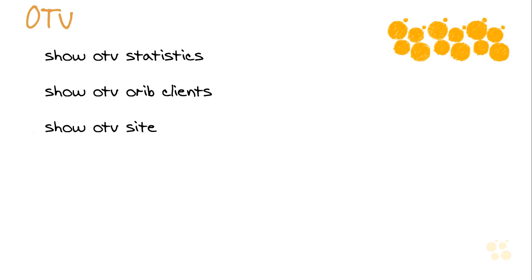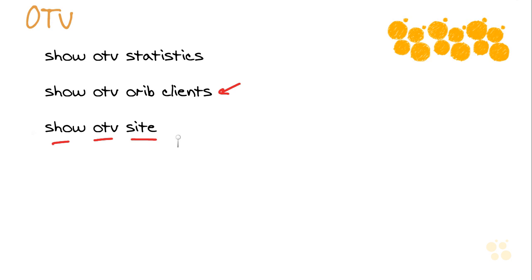Like, for instance, show OTV statistics. We have a multicast and an overlay keyword we can use here in order to see specific statistics regarding the OTV control plane protocol. There's show OTV ORIB clients. This displays information about the OTV routing information based clients. And then finally, show OTV site, which displays information specific to our overlay transport virtualization site.